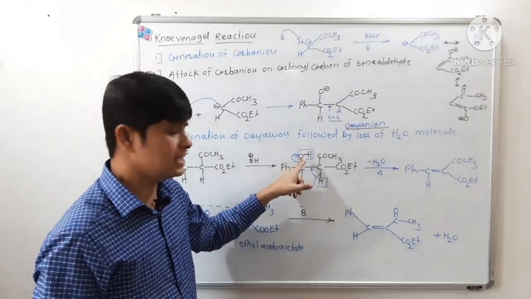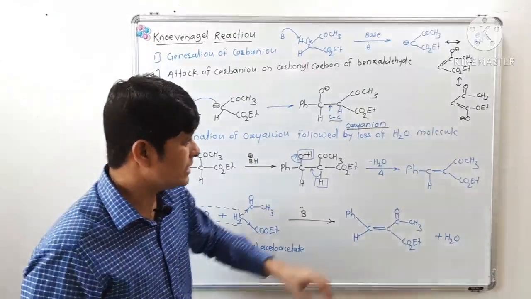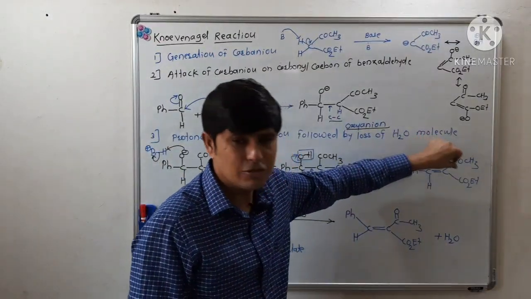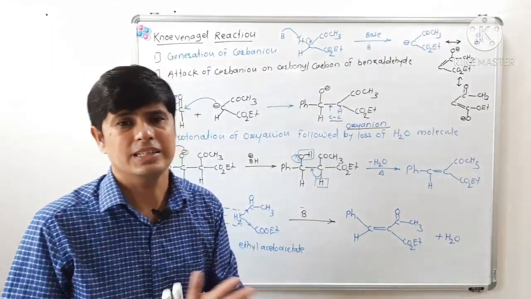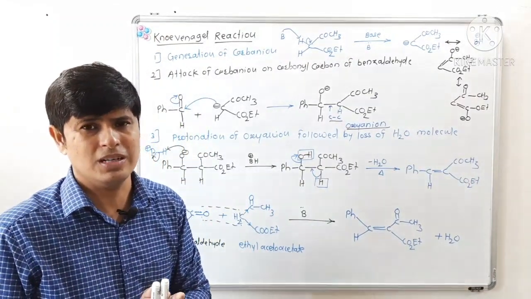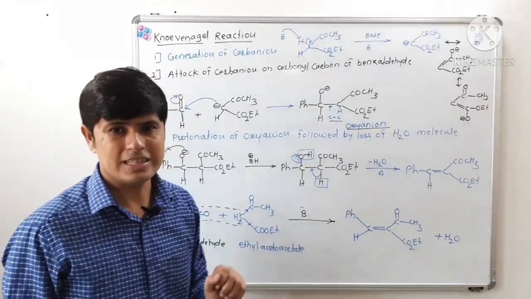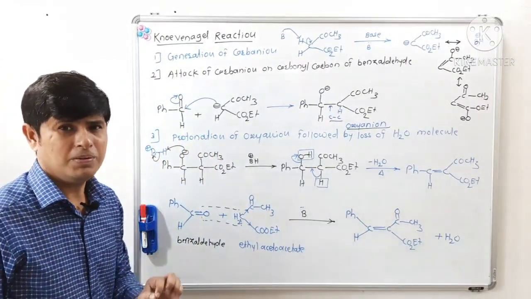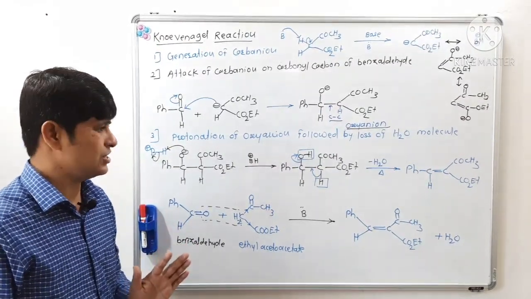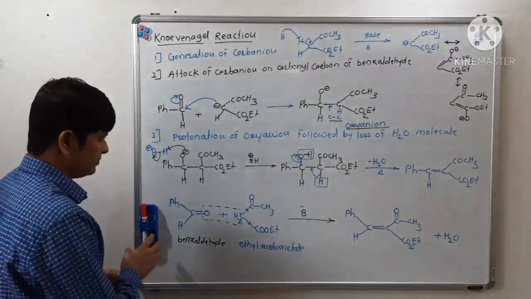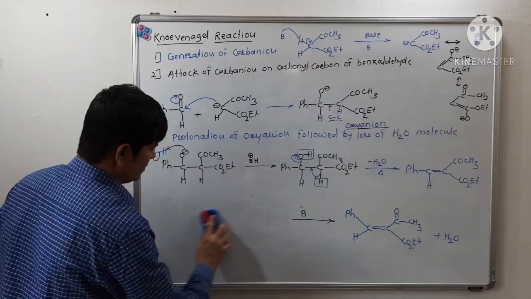This hydrogen and this hydroxyl group will get lost as a water molecule, and there will be formation of unsaturation in the product. That product is your condensation product. Now let us see the applications of this Knoevenagel condensation reaction. Let us see the first application. I will write it here.